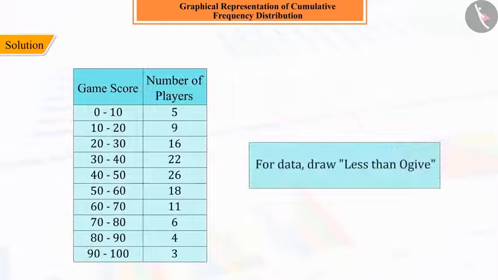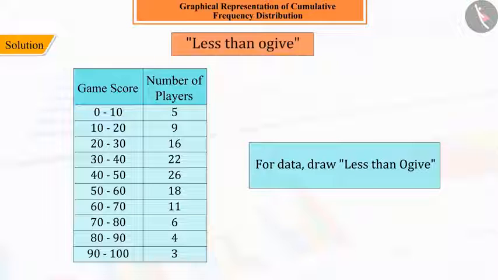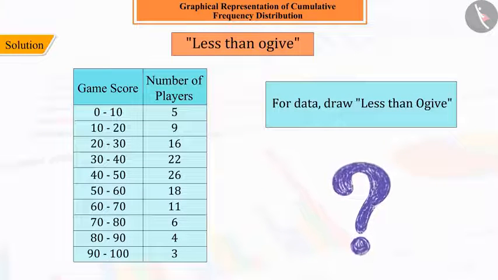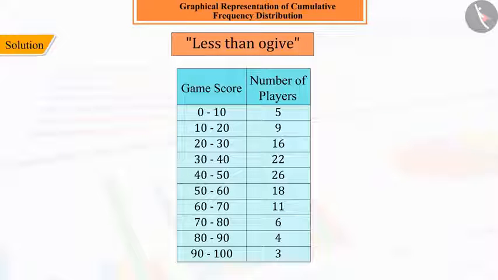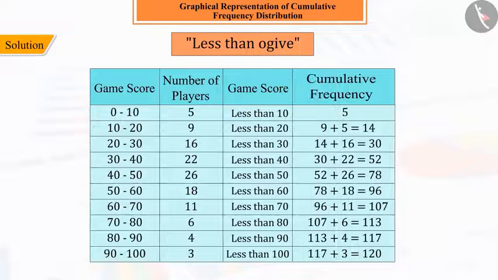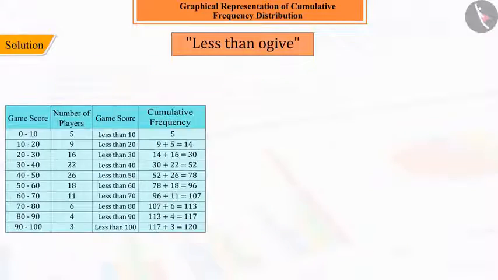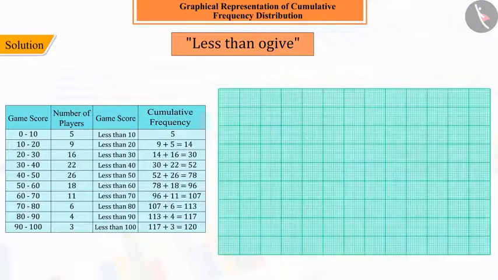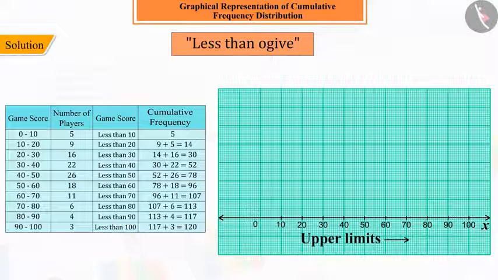If you're asked to draw a less than ogive for the above data, then can you draw the ogive? Let's see. For the less than ogive, using the given data, we will construct the cumulative frequency distribution for less than ogive, where 10 to 100 are the upper limits of the corresponding class intervals. To represent the obtained data graphically, mark the upper limits on the x-axis and cumulative frequencies on the y-axis.